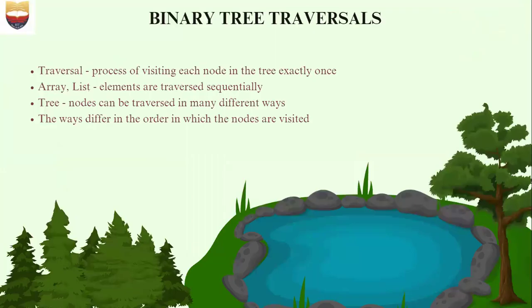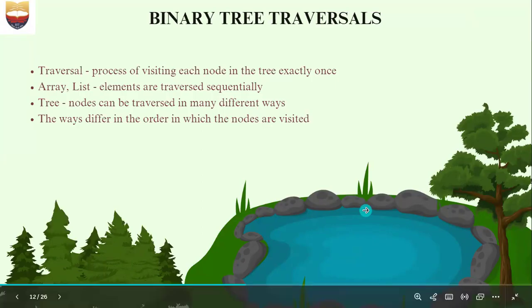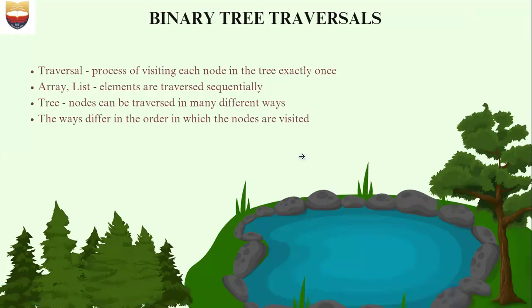That's all about the types of binary tree. What are the types we have seen? Perfect binary tree, full binary tree, and complete binary tree. Now we have come to binary tree traversals. This is our main topic, right?